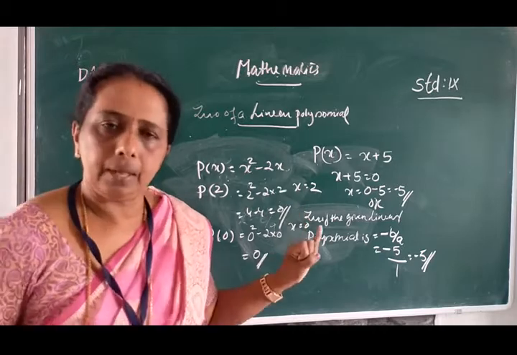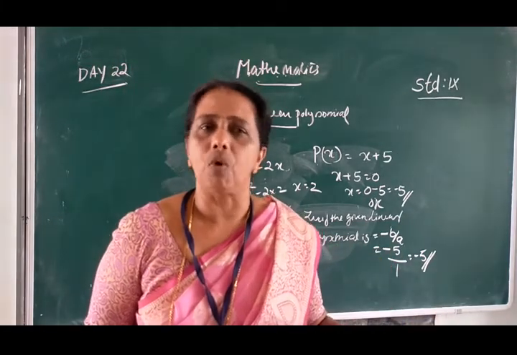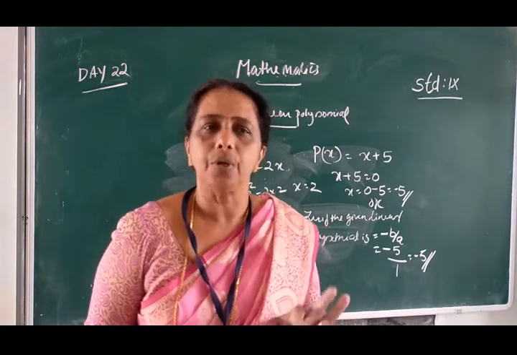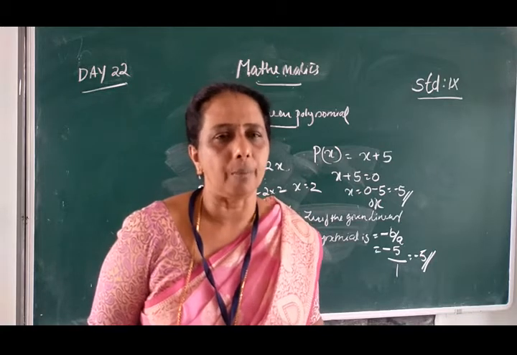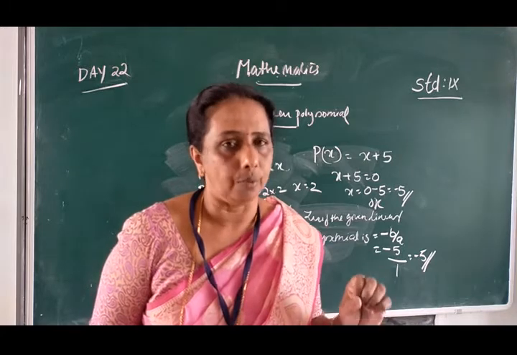That is, a linear polynomial has only 1 zero, and a polynomial can have more than 1 zero. A constant polynomial has no zeros. For a zero polynomial, all real numbers are the zeros of the zero polynomial.